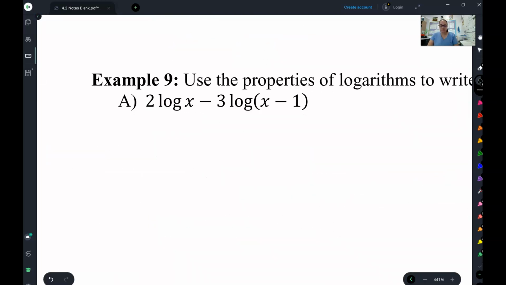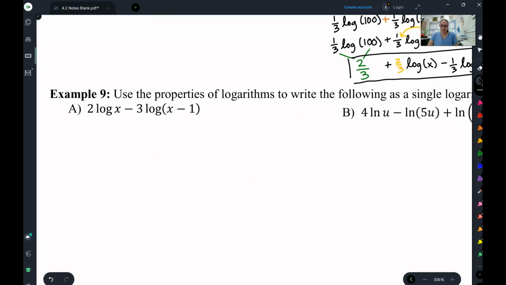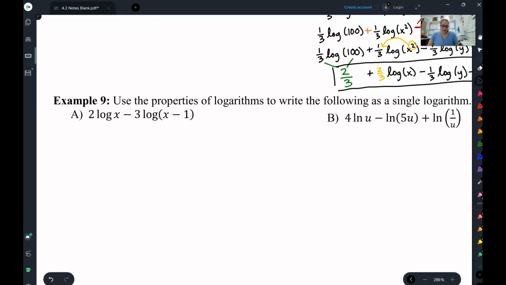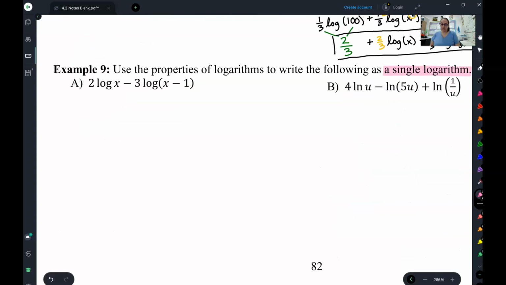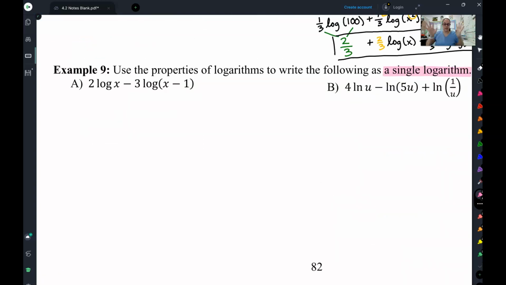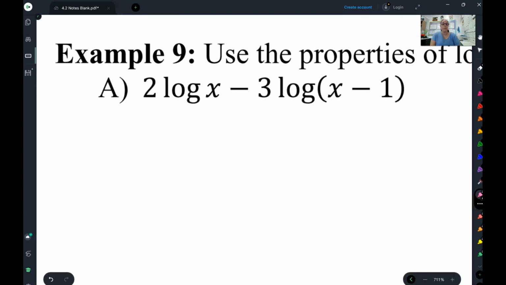Now let's go to example 9. This one's a different kind of problem. Example 9 says use the properties of logarithms to write the following as a single logarithm. So this is a condensing problem. Whereas before we took one log and expanded it to multiple logs, now we're taking multiple logs and condensing them to a single log. So we're going to be doing all of our rules backwards.